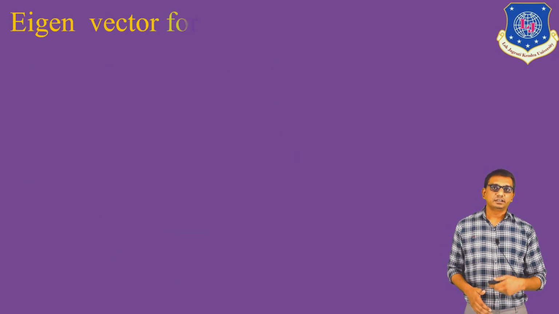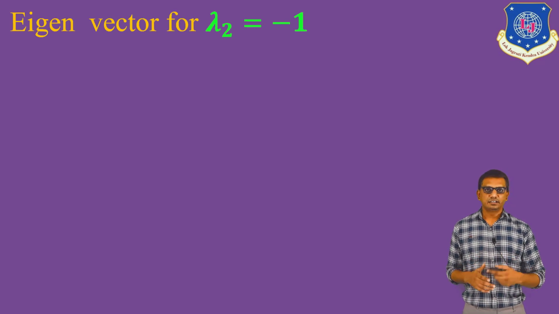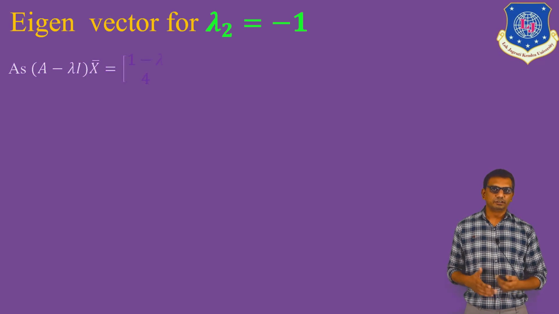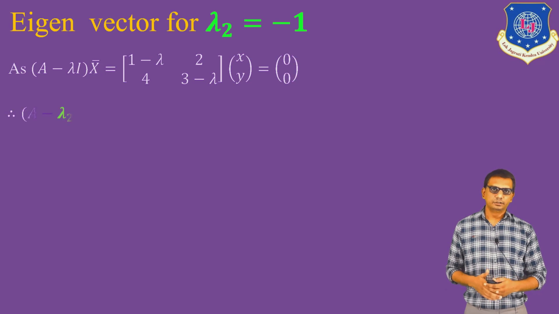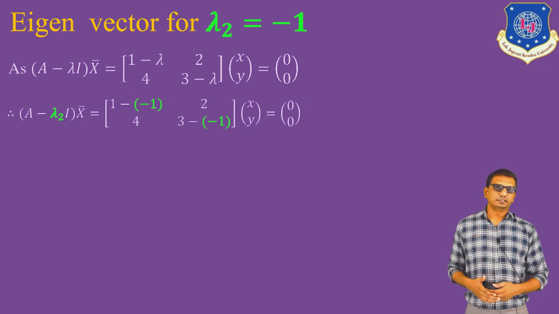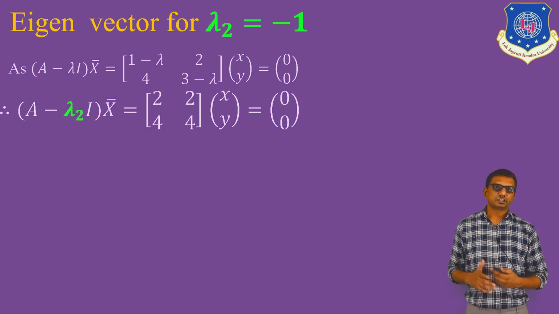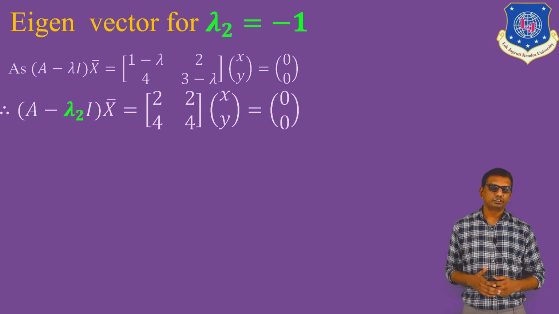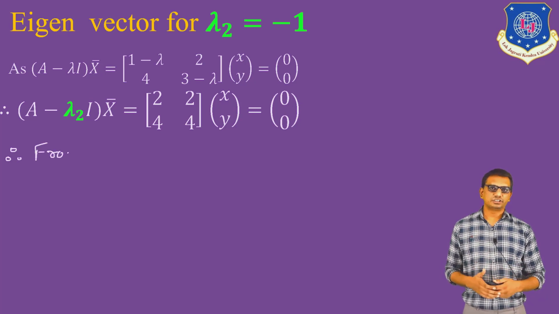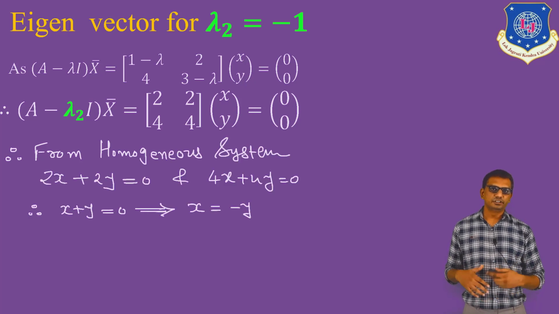Now we will find the eigenvector for the second eigenvalue lambda 2 equal to minus 1. Here this is our system of linear equations, which we already know, and lambda is our eigenvalue. Now we replace lambda by lambda 2, and after that we get this type of matrix. It is a homogeneous system of linear equations: [2, 2; 4, 4] [x; y] equal to [0; 0]. And now we write the equations like this.